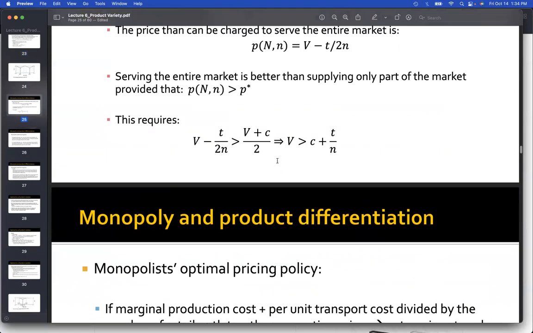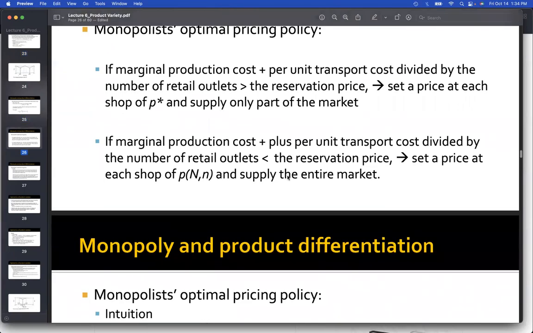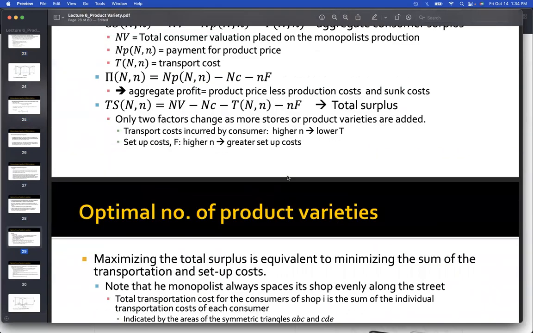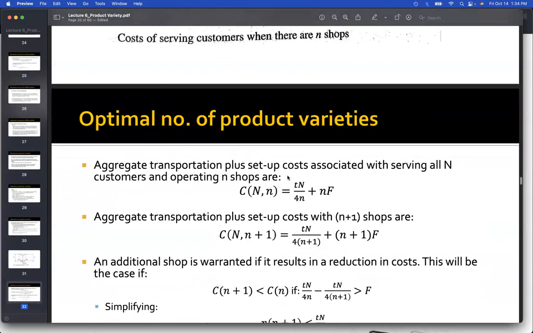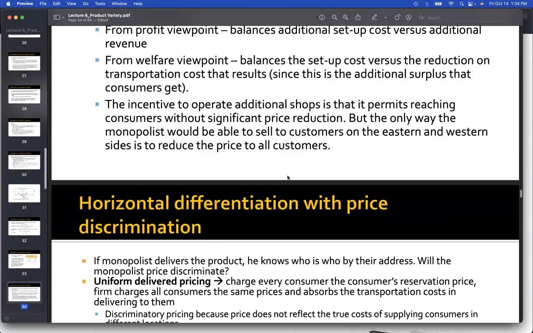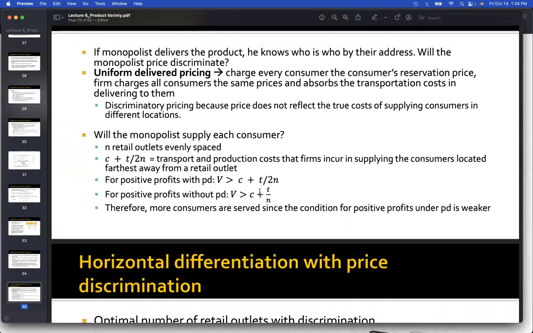Which happens to be related to this one, right? C over T over N. Yeah, we can go back there. All right, so without price discrimination, this is the condition, and with price discrimination, it is this condition. Therefore, more consumers are served since the condition for positive profits under price discrimination is weaker. Why is it weaker? Because it's more likely for this to be met because 2 is bigger than 1.